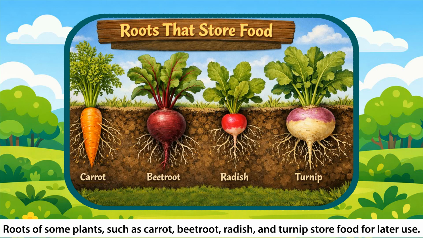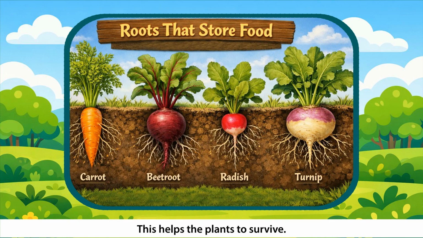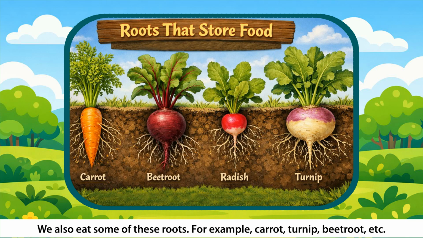Roots of some plants, such as carrot, beetroot, radish, and turnip, store food for later use. This helps the plants to survive. We also eat some of these roots. For example, carrot, turnip, beetroot, etc.